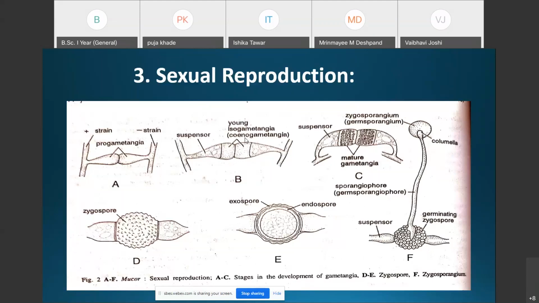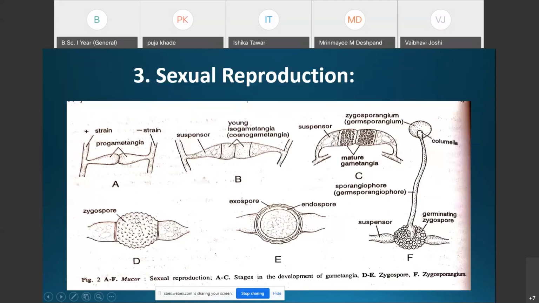The walls between the two conjugating gametangia dissolve. Here you can see the wall, the suspensor, and the mature gametangia. When they get matured, the wall in between these gametangia dissolves, and ultimately the protoplasts of these two gametangia fuse with each other, forming the fusion cell, which is called the coenozygote, or the zygospore.